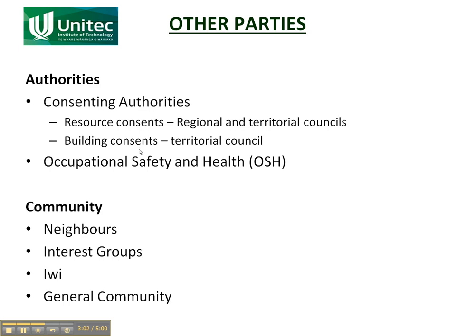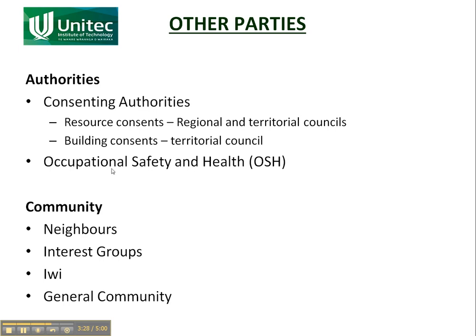Building consents: if you're building a building, it has to be up to a certain standard. There are laws that say buildings have to meet certain standards, and once again the territorial council makes sure you do that. If you want to build a building, you have to go to them and say, I want to build this building. You have to show them the design, they approve it, and then they make sure that you are building it properly. So they will come to site and inspect certain parts of the works to make sure they comply with those standards.